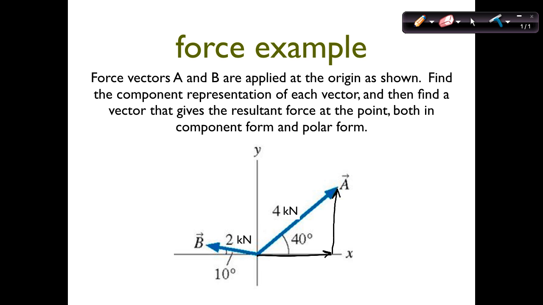So first we need the components of A. Tell me your name, in the blue shirt, yeah. Philip. Okay. So how about getting the components of A? How did we do that? We just basically did a 4 cosine of 1.